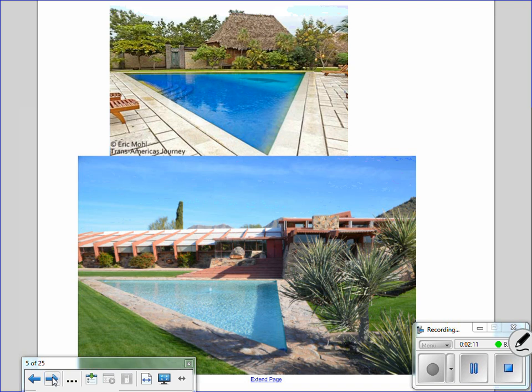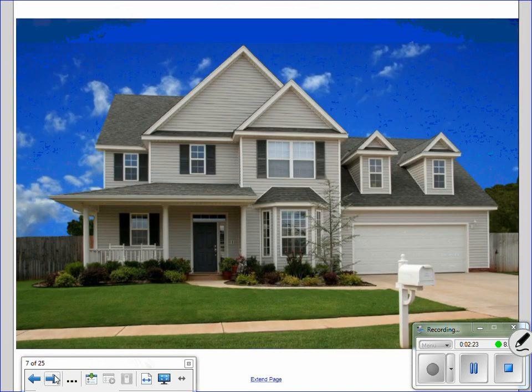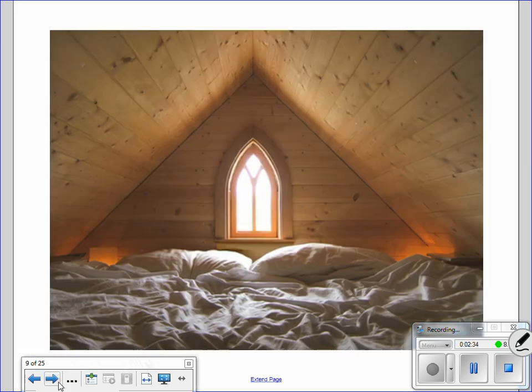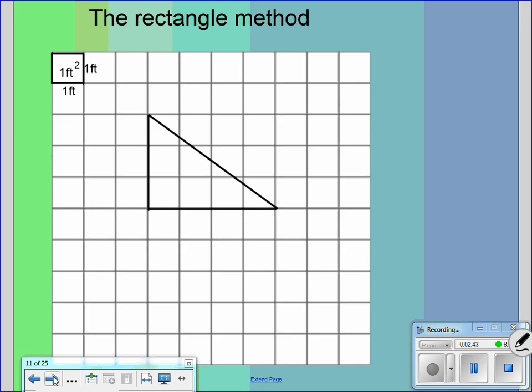Now, why is it important to find the area of a triangle? Here's some perfect real-life examples. Someday you might want a triangular swimming pool. Another area, triangular windows. Houses have triangles to them. Keep going here. How about this flooring? Okay, we've got triangles inside these square tiles. Perfect. Here's an attic or a loft. Triangular table.